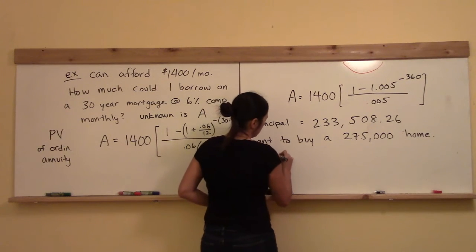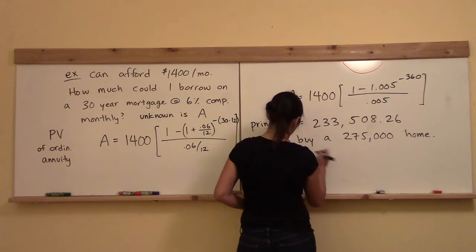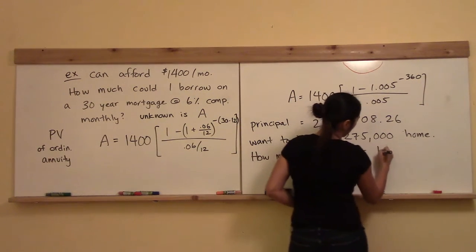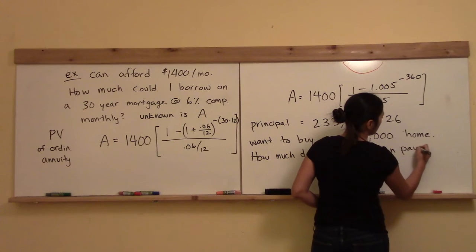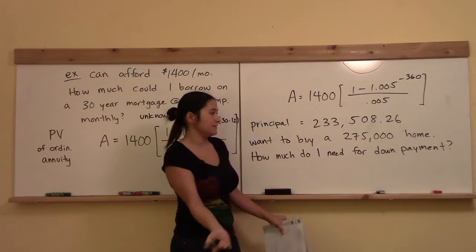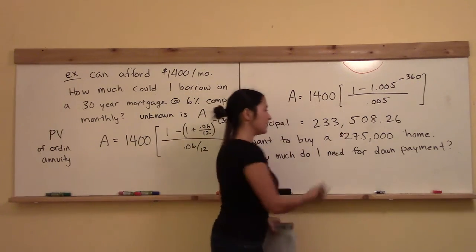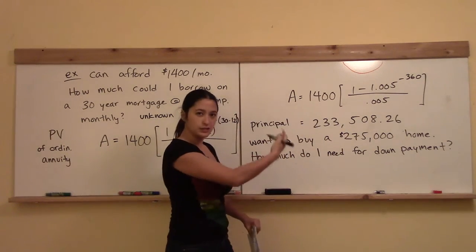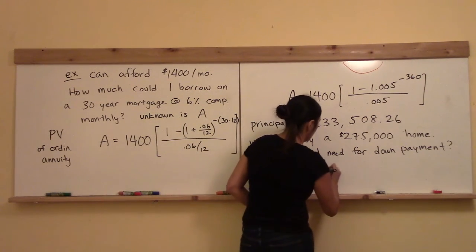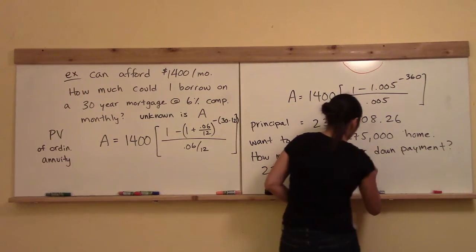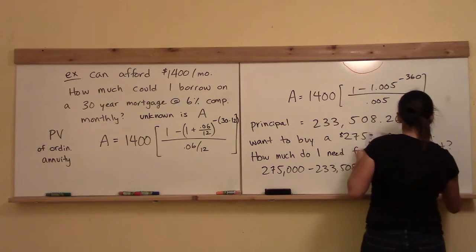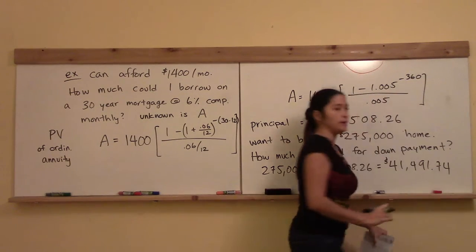And this isn't a very complicated question, but definitely just try it out. How much do I need for down payment? No tricks here. What do you think you're going to do to answer the question? That's right, you're just going to take the difference, okay? So the cost is $275,000, I can only borrow $233,000, so you just take the difference between those two things, $275,000 minus the amount that you can borrow, and you're going to get that you need $41,491.74 for a down payment, okay?